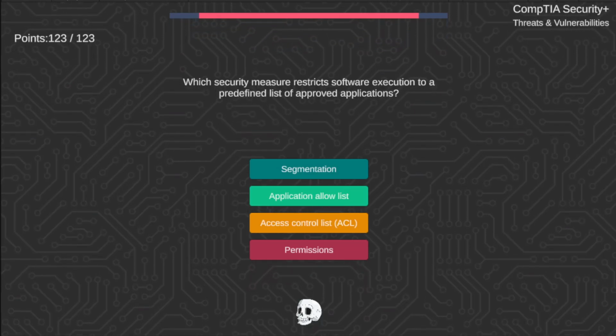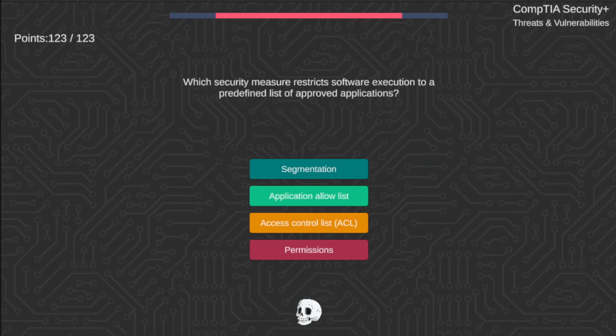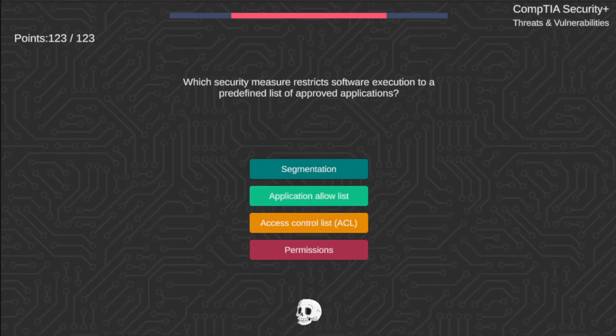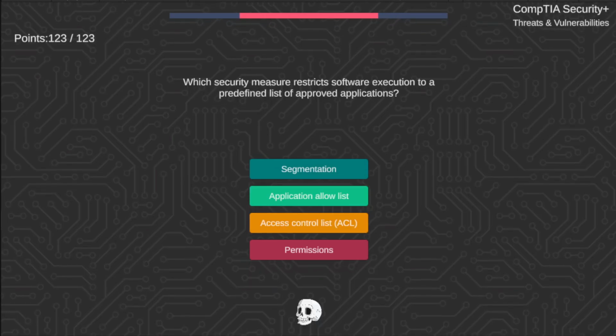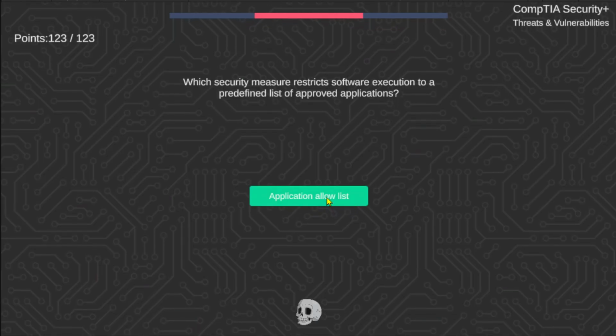Which security measure restricts software execution to a predefined list of approved applications? Segmentation, application allow list, access control list, or permissions. Which security measure restricts software execution to a predefined list of approved applications? Correct answer is an application allow list.